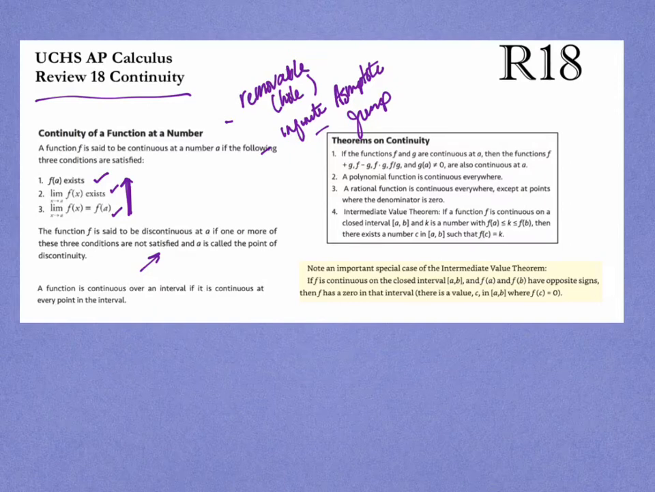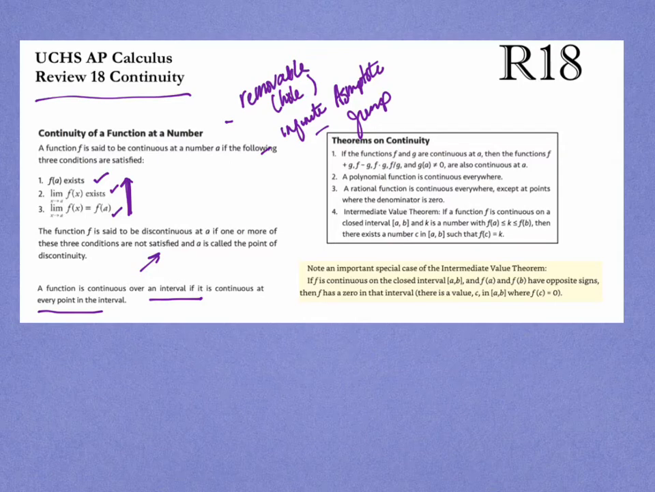And then a function is continuous over an interval, not just at a point, if it's continuous at every point in the interval. Okay, so sometimes you have to prove it's continuous by saying that it's continuous over an interval. Now, we have certain theorems of continuity.